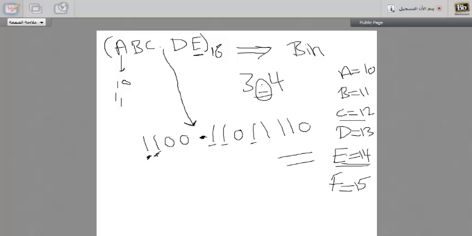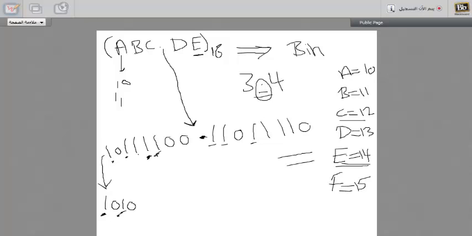Now the B is 11, so we're going to have 1, 1, 0, 1. So we have 8, 10, 11. Now, forgive me, I'm going to write the A here, because I ran out of place. A is 10, right? So the 10 is 1, 0, 1, 0. So this is 8, and this is 2. They will make up 10.